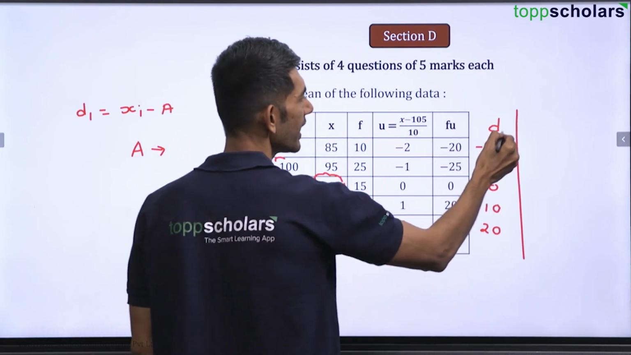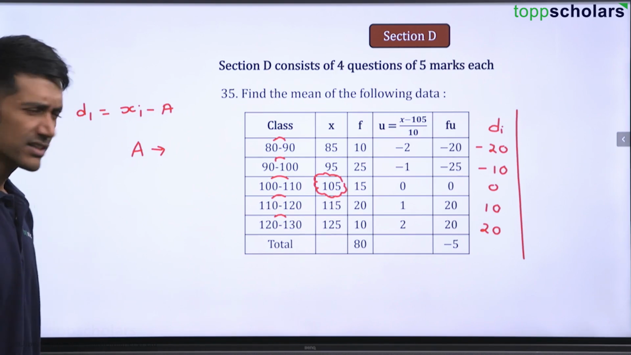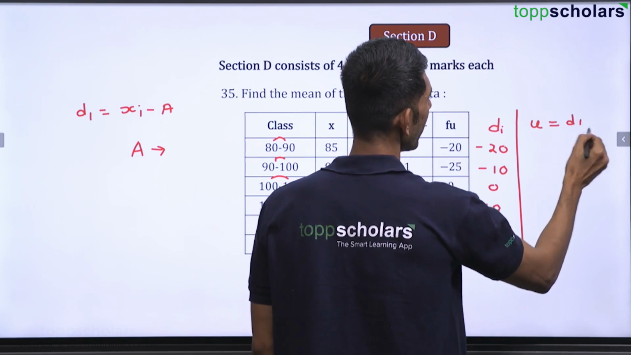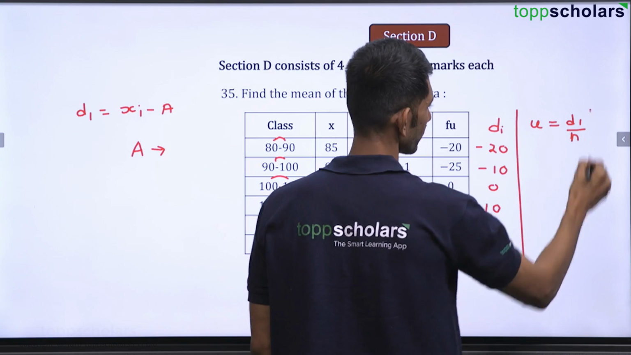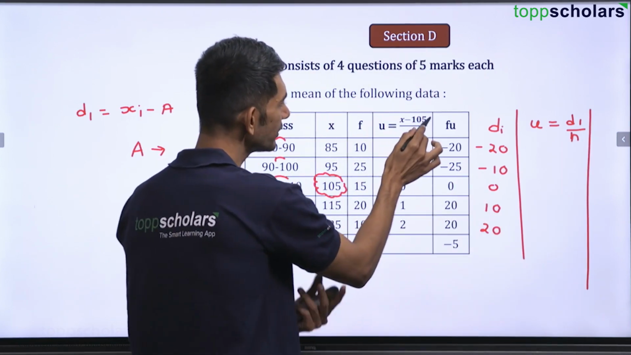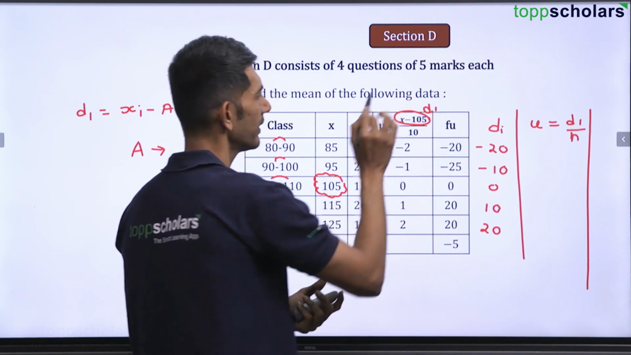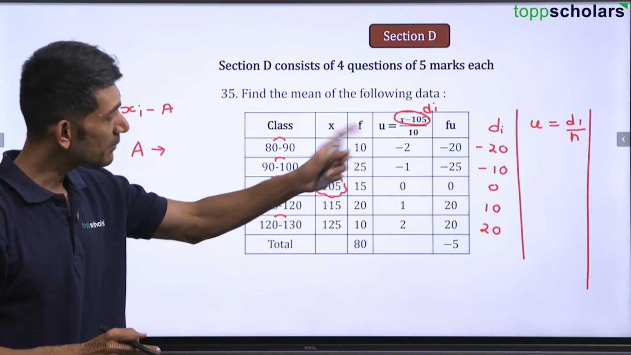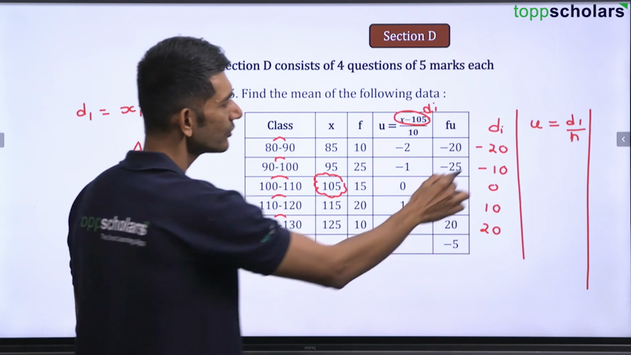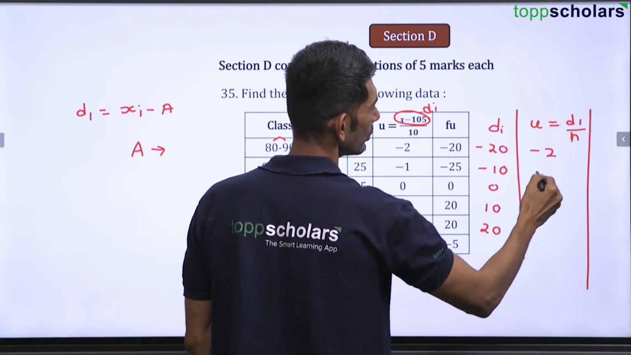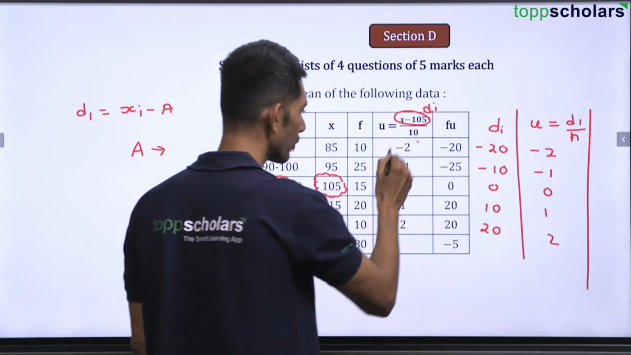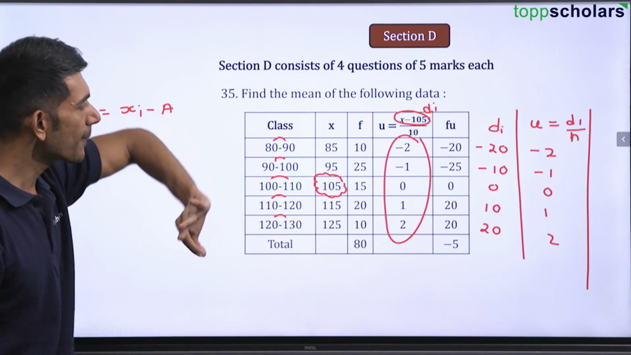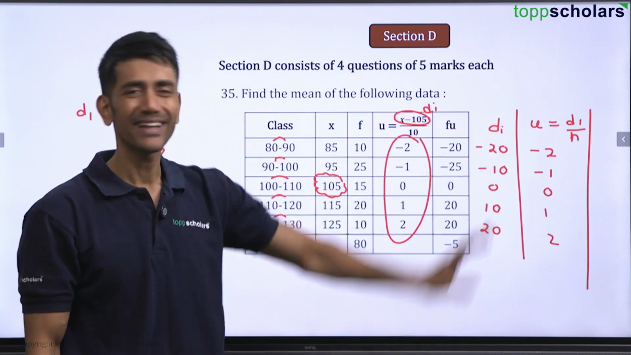This is called the column of di, that is deviation. The word is deviation. And then you find out u. How do we find out u? You find out di by h. They have done it in one step only. If you're comfortable doing it directly, you do it. H is how much? The difference is 10. So minus 20 divided by 10 is minus 2, minus 1, 0, 1, 2. And that is what you have here, right? Just a short explanation. If you can do u directly, you do it. If not, find out di first, then find out u.